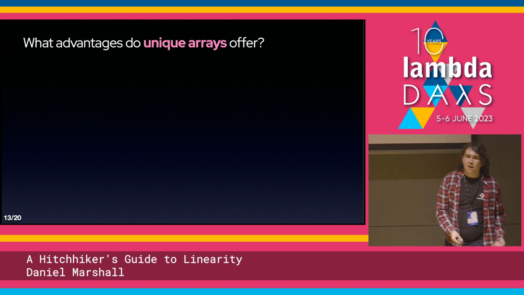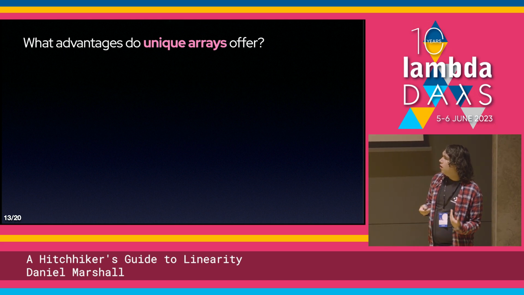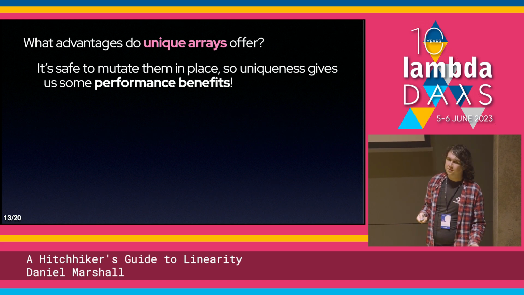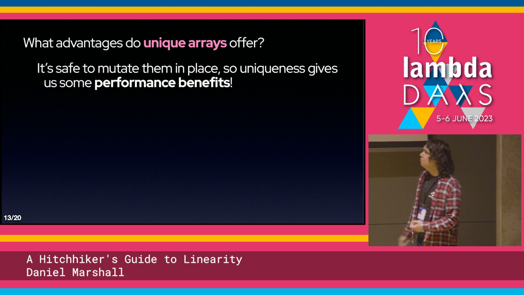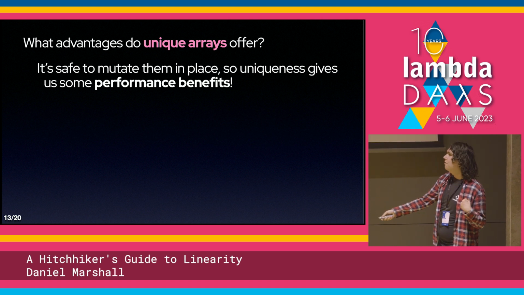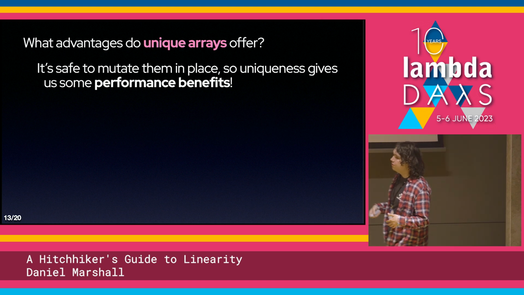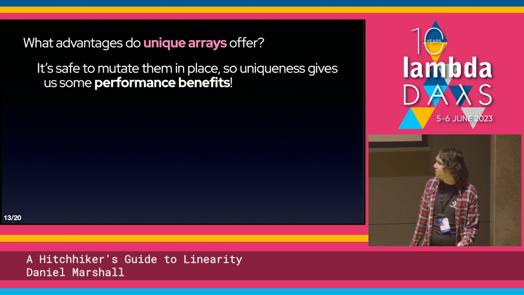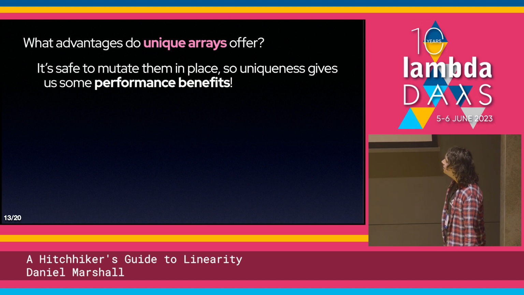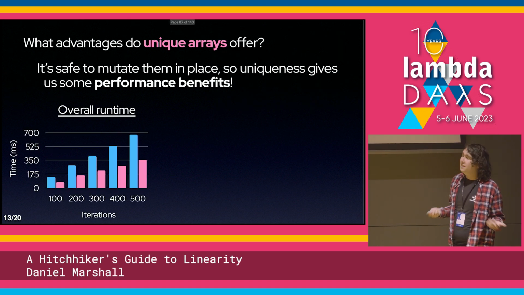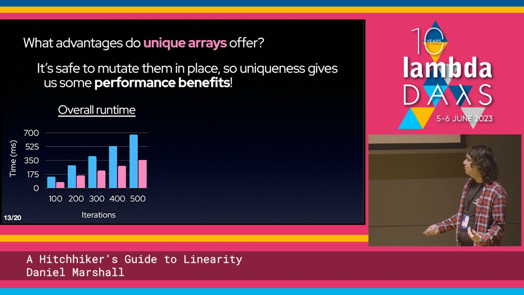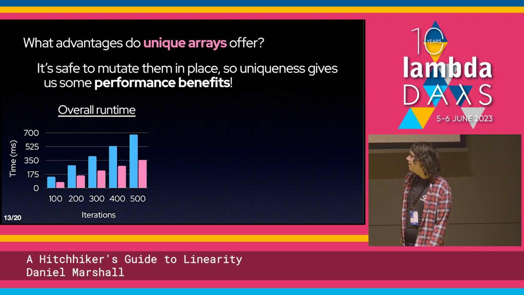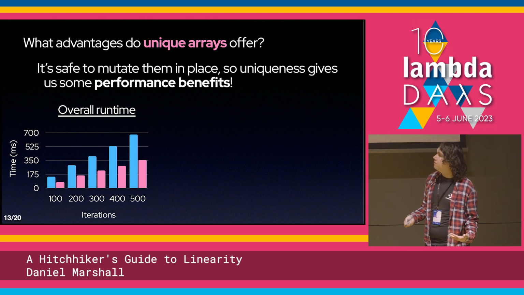Hopefully it's clear from that what advantages these unique arrays offer, but just to show that in a bit more detail, it's safe to mutate them in place, so we get some performance benefits from doing that because we don't have to make a bunch of copies of the array. So here are some statistics, some graphs from an experiment we ran when I was writing the first paper about these things a couple of years ago. This is just from one particular experiment that involved doing a bunch of writes to arrays. So this isn't the be-all and end-all saying uniqueness types are better for everything. I just want to demonstrate where exactly this benefit comes from.